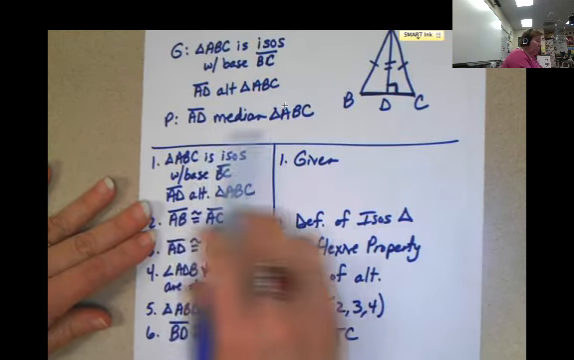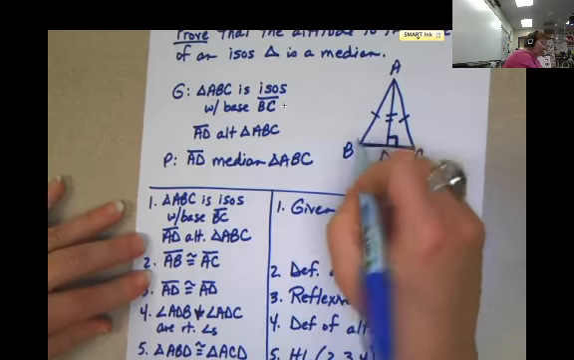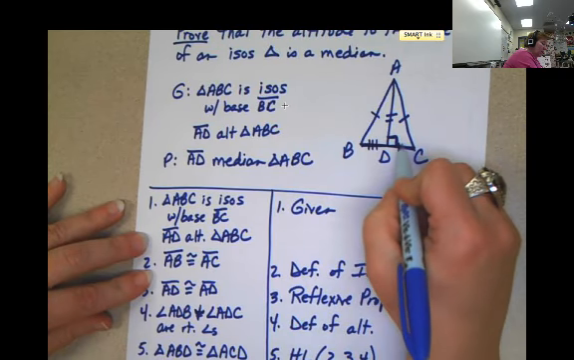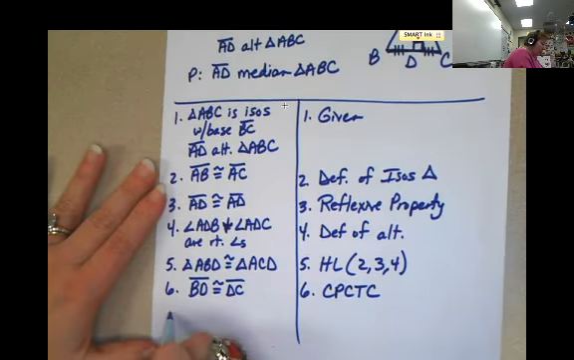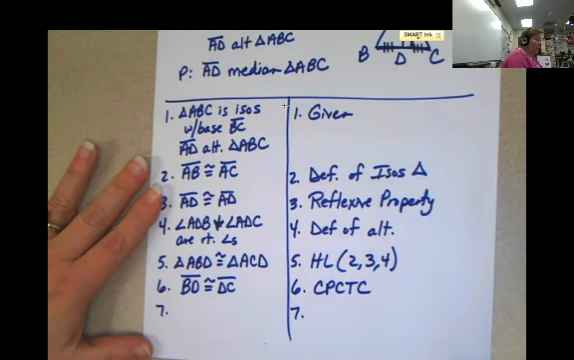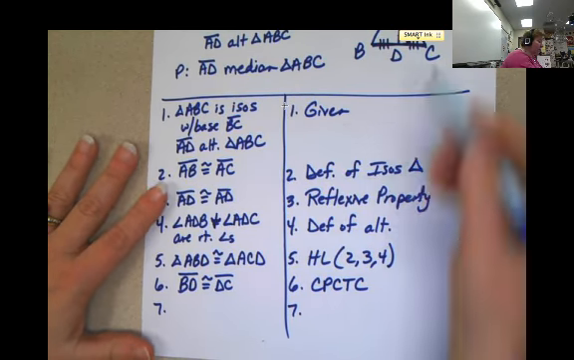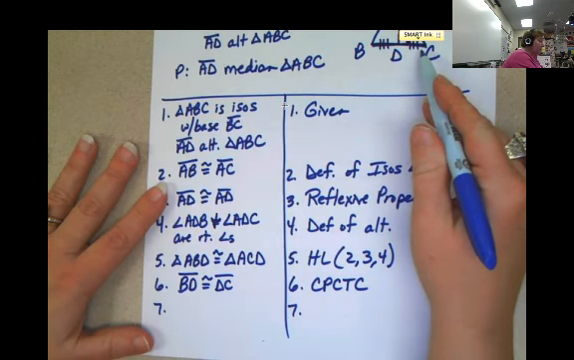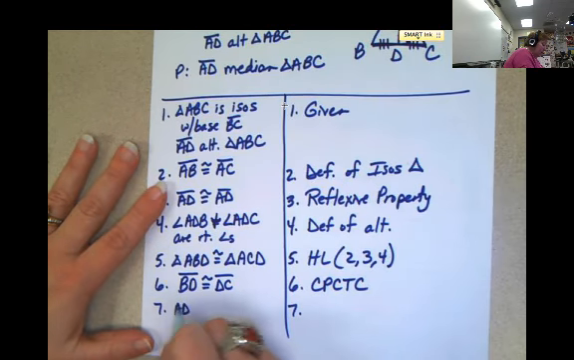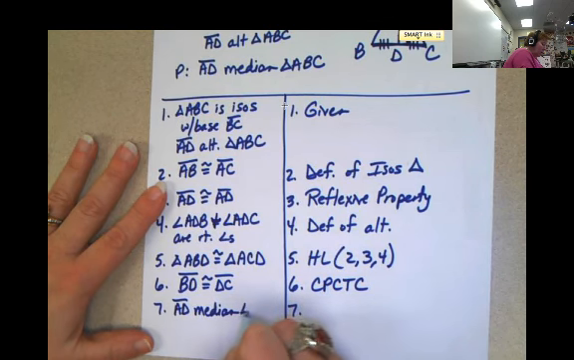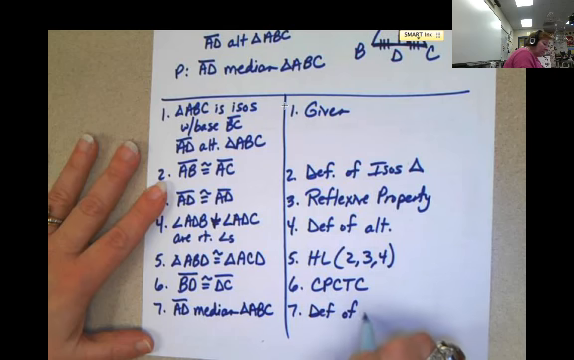But we're not done because our proof statement is the median. Now that we have BD congruent to DC, now I can say it's a midpoint, it's a median. You don't have to state midpoint first. You can go right from congruent segments to median. So I'm going to say that AD is a median of triangle ABC, and the reason is definition of median.